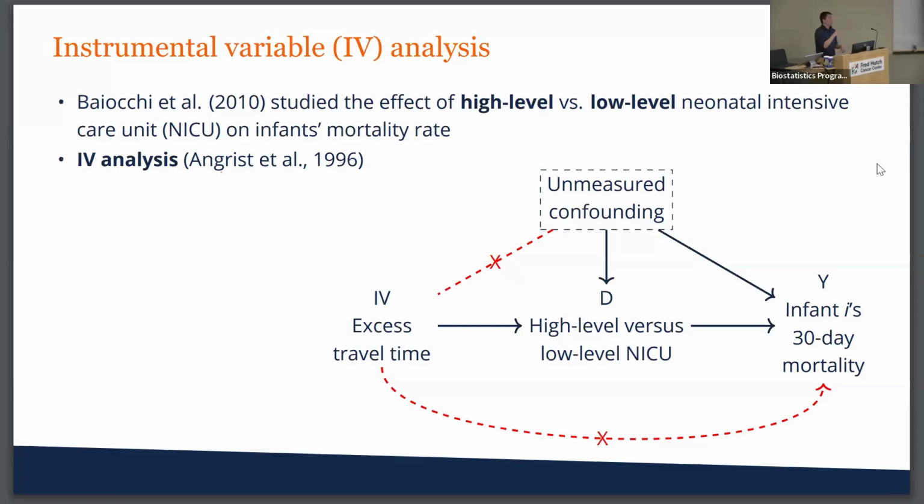And this creates the incentive to use this excess travel time. Essentially, they look at the mother's zip code, vis-a-vis the nearest possible high-level NICU versus the nearest possible low-level NICU as an instrument for where the mother actually delivers. It turns out this is a fine instrument. The compliance rate is actually on the low side.